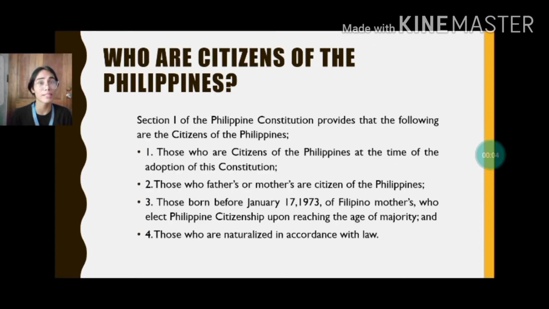Citizens of the Philippines. Section 1 of the Philippine Constitution provides that the following are citizens of the Philippines: those who are citizens of the Philippines at the time of the adoption of this Constitution; those whose fathers or mothers are citizens of the Philippines; those born before January 17, 1973, of Filipino mothers who elect Philippine citizenship upon reaching the age of majority; and those who are naturalized in accordance with law.